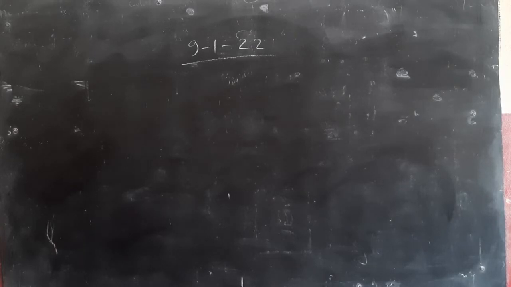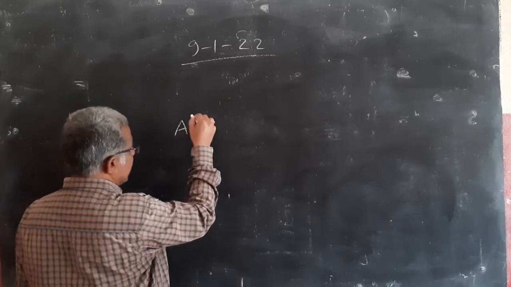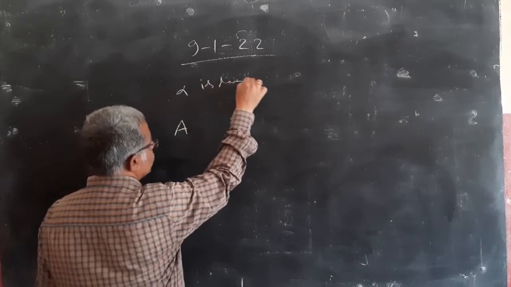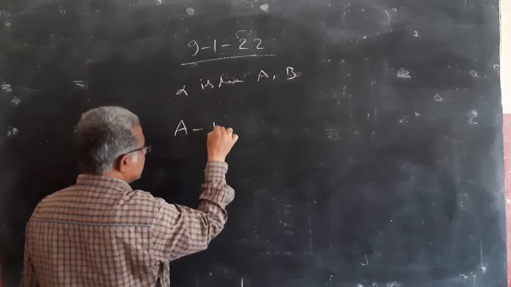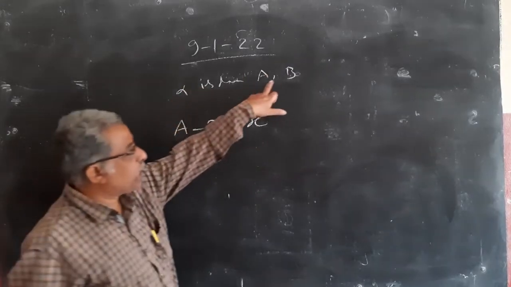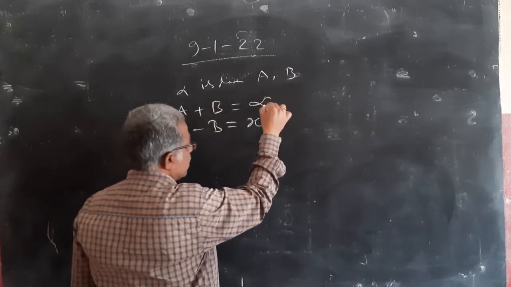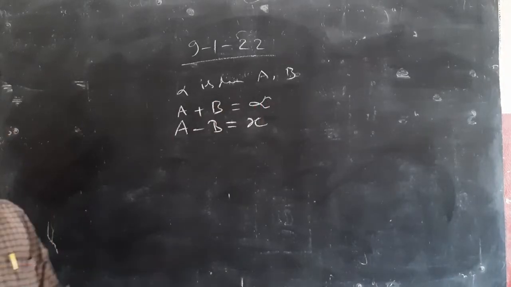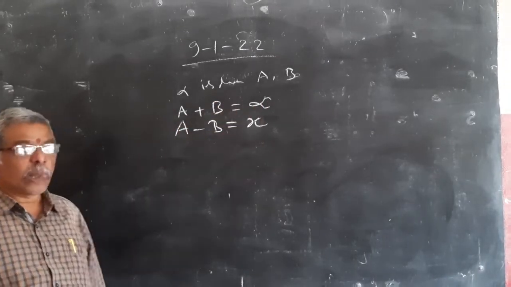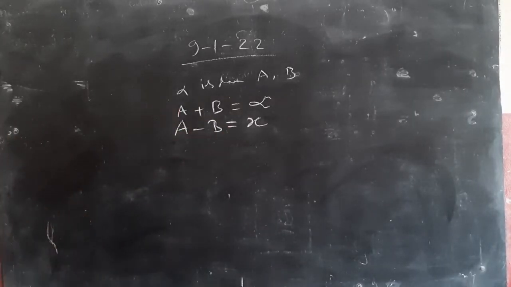An angle alpha is divided into two parts A and B such that A minus B equal to x. Alpha is divided into two parts A and B means the sum of the two parts, A plus B, is alpha only. So it is given simply A plus B is alpha. And A minus B equal to x is given.